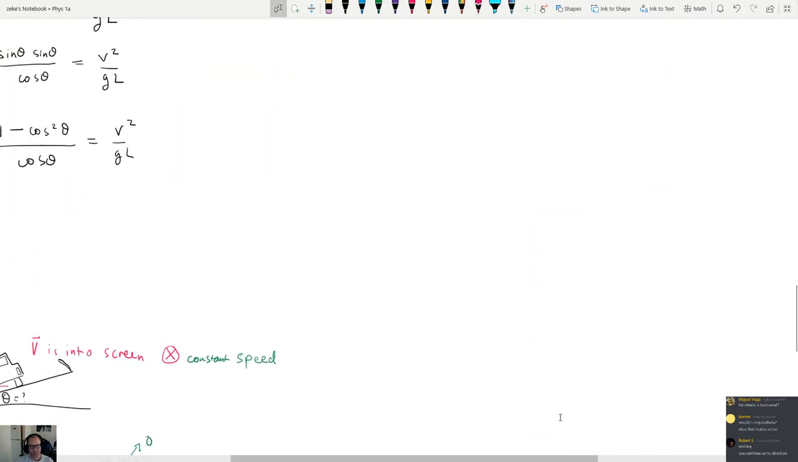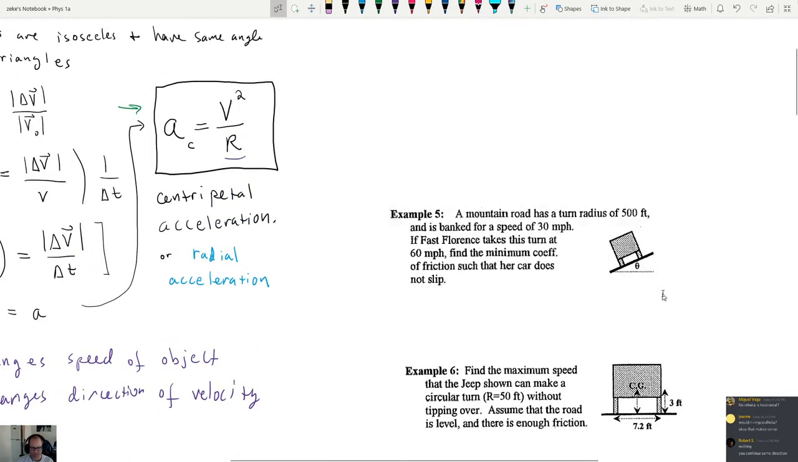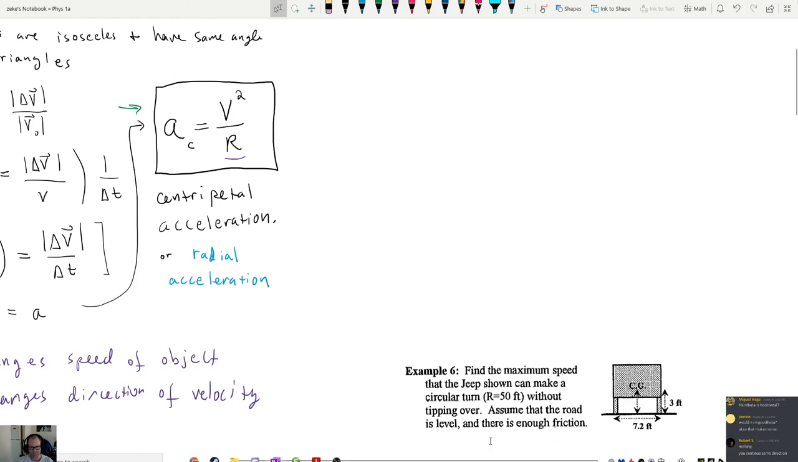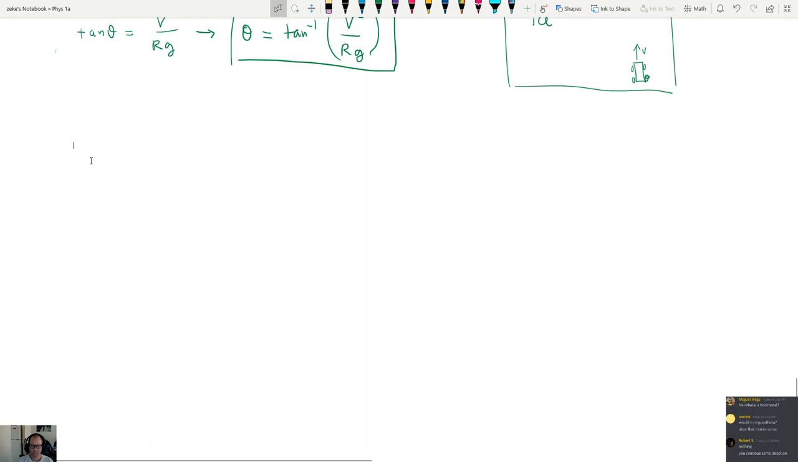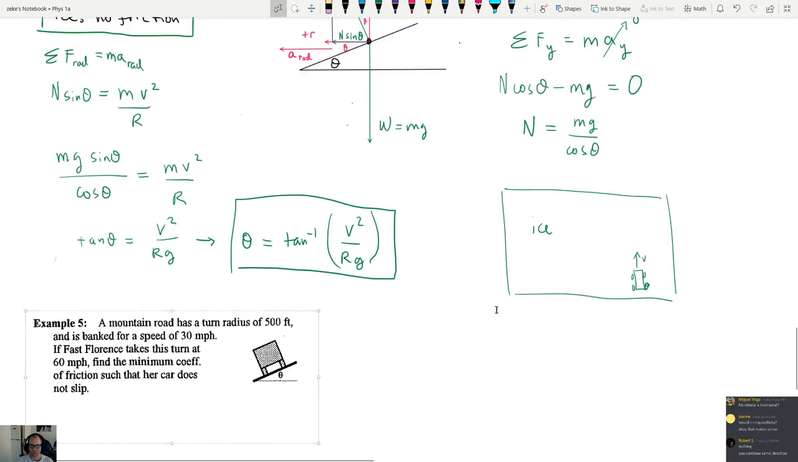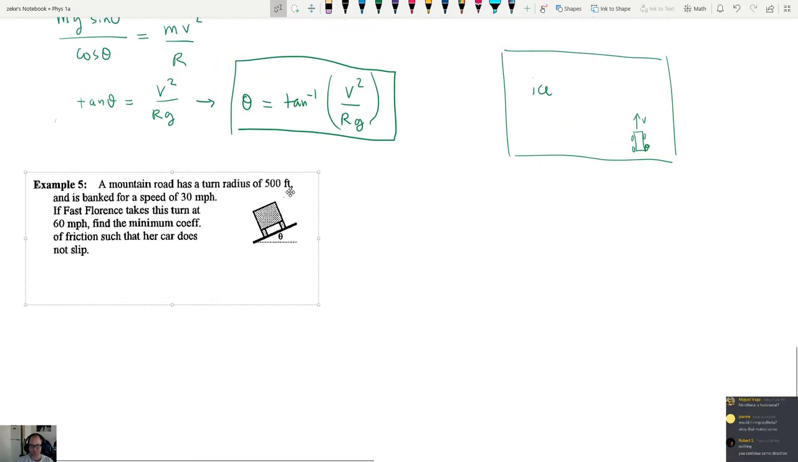Okay. So the next thing we want to do is look at the second half of this problem, which has numbers in it. Okay, so, same setup as the previous problem. It says a mountain road has a turn radius of 500 feet, so we're given the radius, r, is 500 feet. The road is banked for a speed of 30 miles an hour. Let's call it V1, is 30 miles an hour. It says, if fast Florence takes this turn at 60 miles an hour, find the minimum coefficient of friction such that her car does not slip.